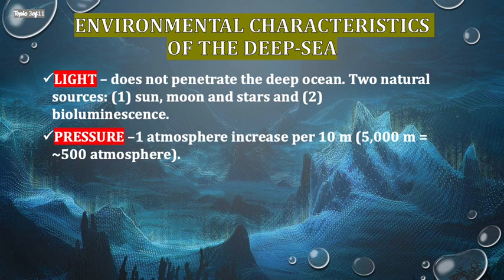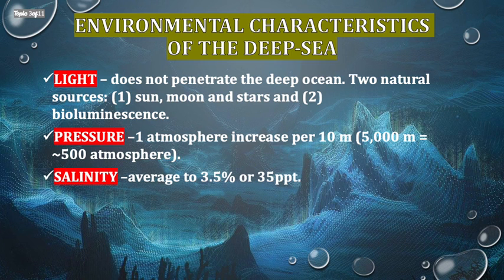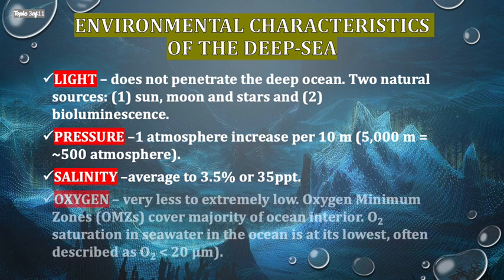Another environmental characteristic of the deep sea is pressure. The pressure in the deep sea increases with every 10 meters. For example, at a depth of 5,000 meters, that's 5,000 divided by 10, so it is 500 atmospheres, or 500 times the pressure at the surface of the water. Salinity in the deep sea is pretty much the same as other parts of the ocean, at an average of 35 parts per thousand, or 3.5%.